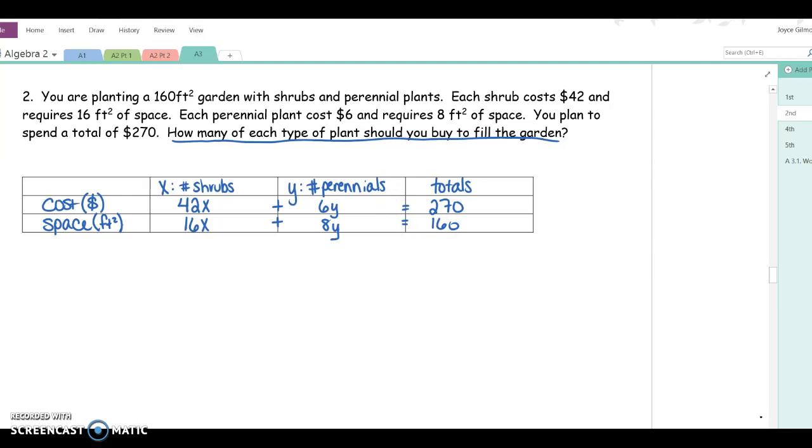If you were going to solve this problem with elimination, you'd probably have to multiply the top equation by -8 and the bottom equation by +6, or reversed, +8 and -6. But you'd probably want to try to make the y's be +48y and -48y.